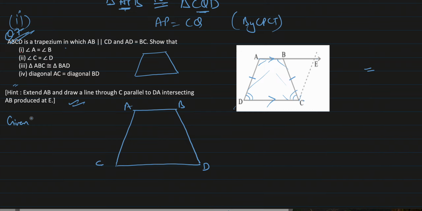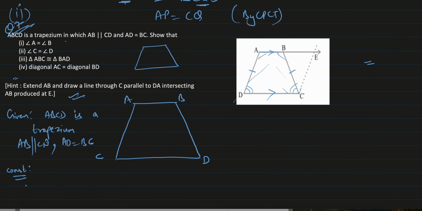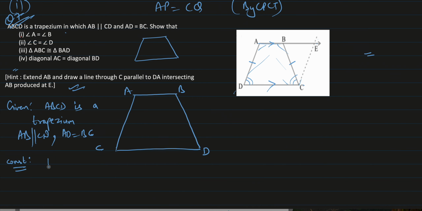Now you have to do construction over here. First write given. What is given to you? That ABCD is a trapezium in which AB is parallel to CD and AD equals BC. To prove there are parts, so we'll go one by one. Now you have to do a construction over here. What construction we will do here? Then we produce, extend this AB to a point E.